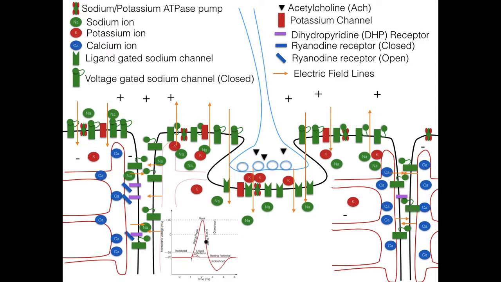Potassium continues flowing out of the rest of the cell. But note what's happened here. This reversal of the electric field here has pushed our dihydropyridine out. And when the dihydropyridine is pushed out, it opens the ryanodine.